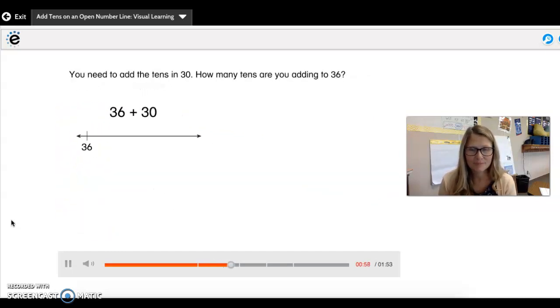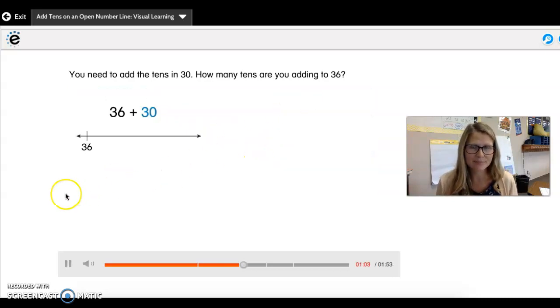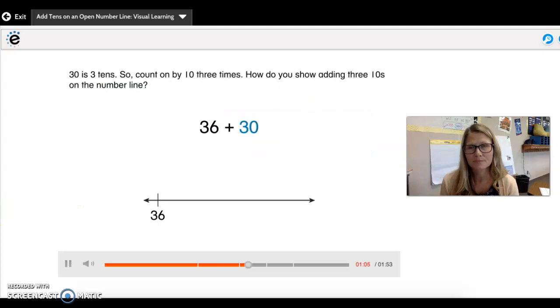You need to add the tens in 30. How many tens are you adding to 36? Select your answer. So let's take a look at our number. Remember, we're starting at 36 and we're adding 30. So if I count by tens to 30, 10, 20, 30, I'm adding 3 tens to my number. 30 is 3 tens. So count on by 10 3 times.